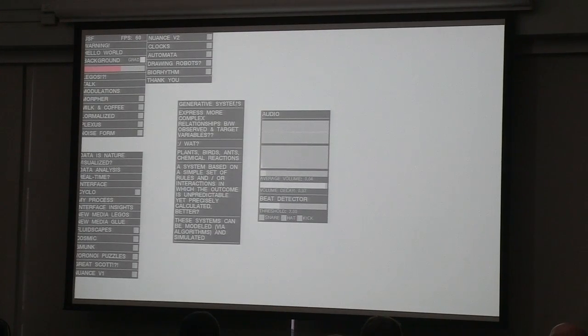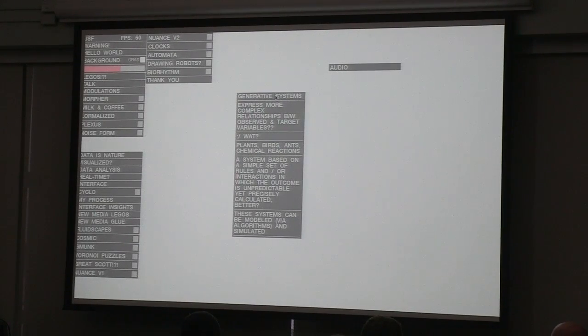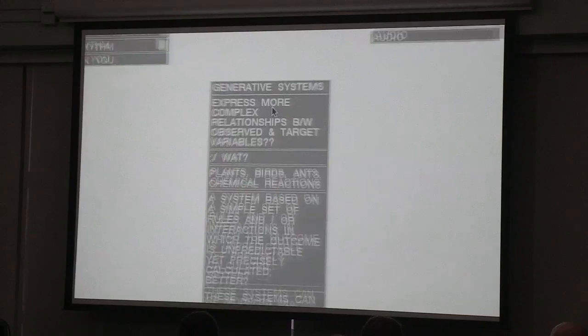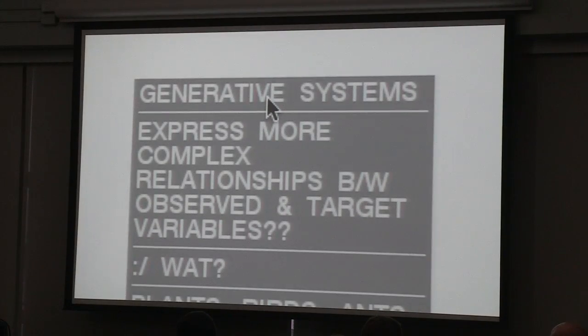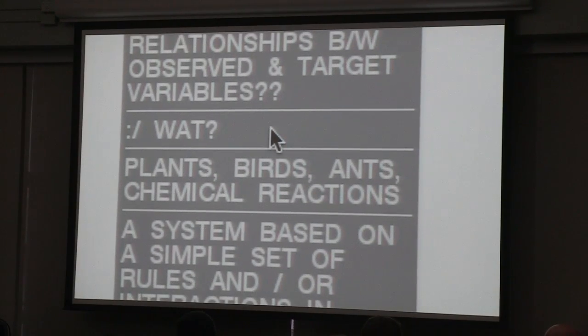I talked about generative systems. I was actually at Wikipedia looking up generative systems, and it gave me a long definition followed by this line: express more complex relationships between observed and target variables. I wondered what that was about. The best way I can explain them is if you look at plants and how they grow. It's really complicated, but you can think of a tree that grows and then it branches off and then that branches off. So there's some sort of algorithm there.